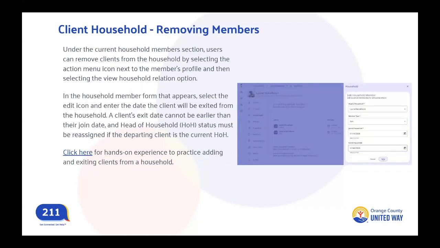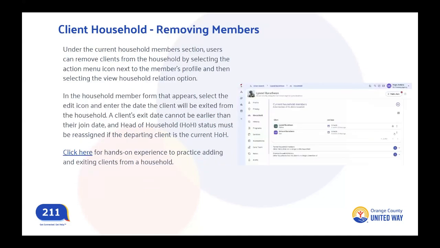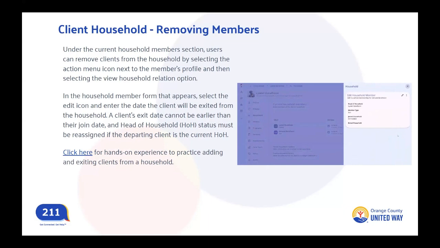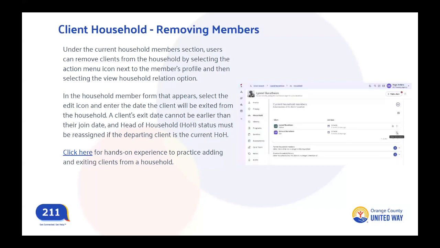And finally, removing members. Under the current household members section, users can remove clients from the household by selecting the action menu icon next to the member's profile and then selecting the view household relation option. In the household member form that appears, select the edit icon and then enter the date the client will be exited from the household. The client's exit date cannot be earlier than their join date, and head of household status must be reassigned if the departing client is the current head of household.